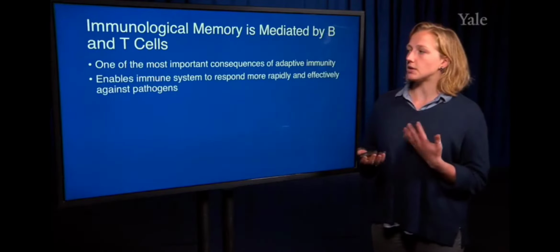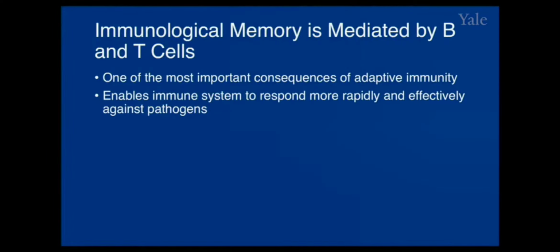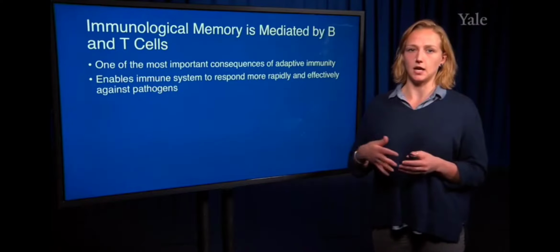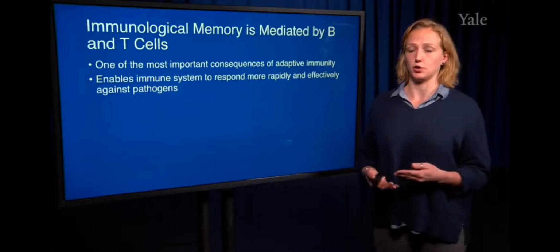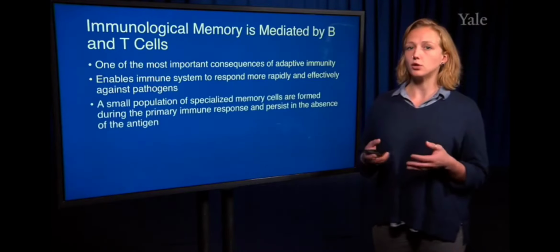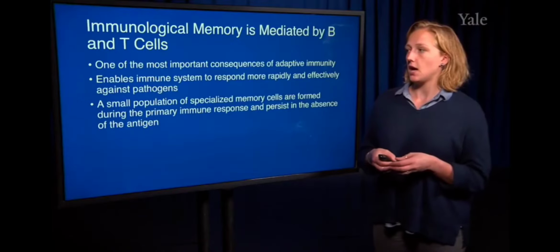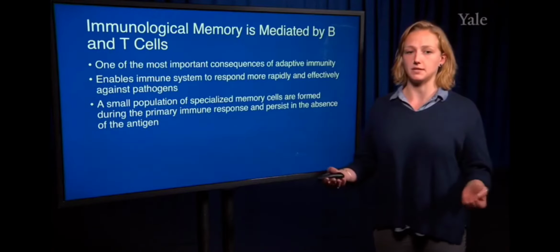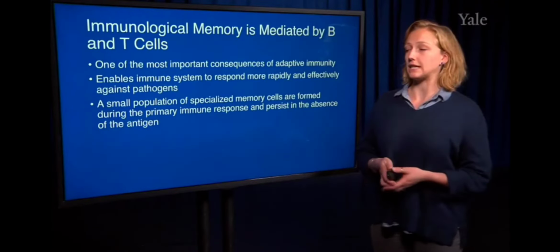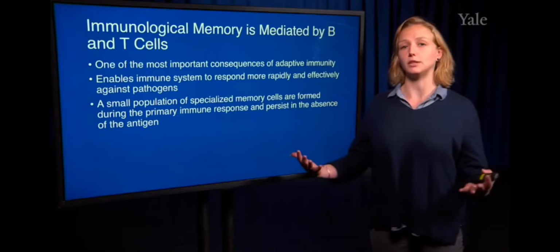Immunological memory is one of the most important consequences of adaptive immunity. It's what enables our immune system to respond very rapidly and efficiently against pathogens during a secondary infection. Vaccines also enable us to gain an immunological memory, as a vaccination serves as a kind of pseudo-primary infection. After a primary infection or a vaccination, a small group of effector T and B cells form during that immune response and persist in the absence of antigen. These are the cells that form your memory pool once your antigen is cleared.